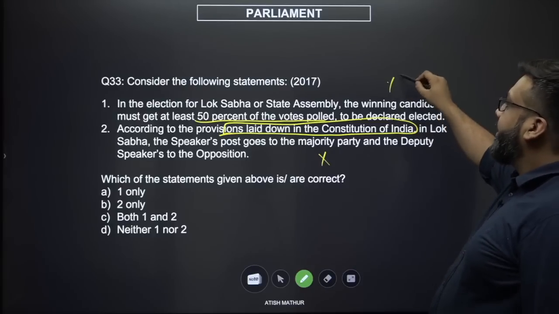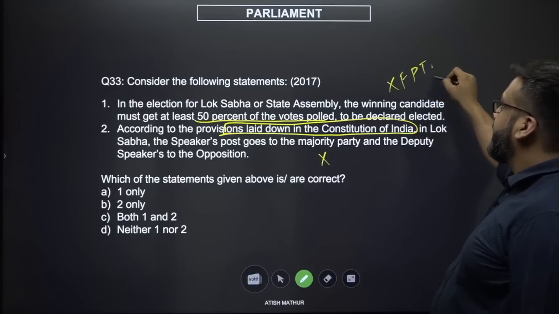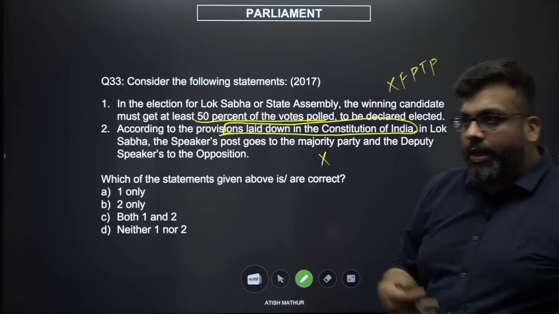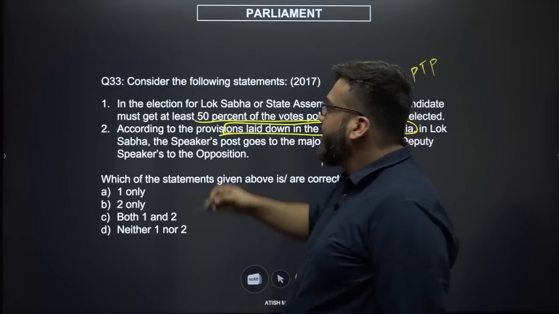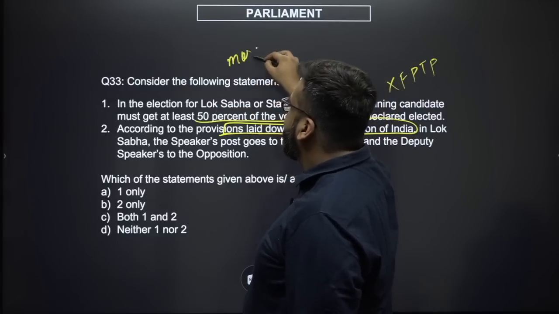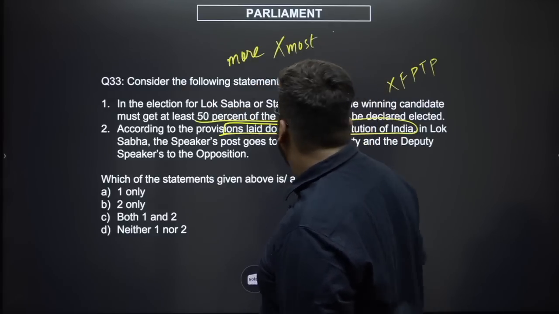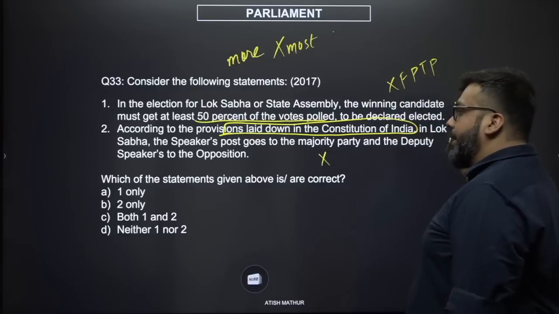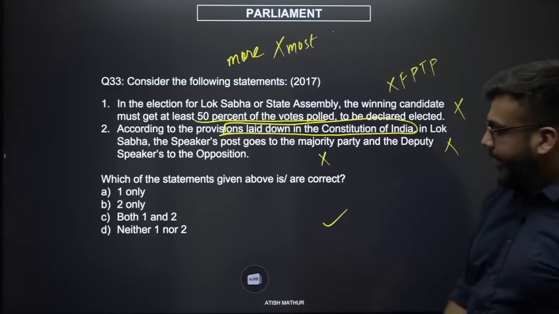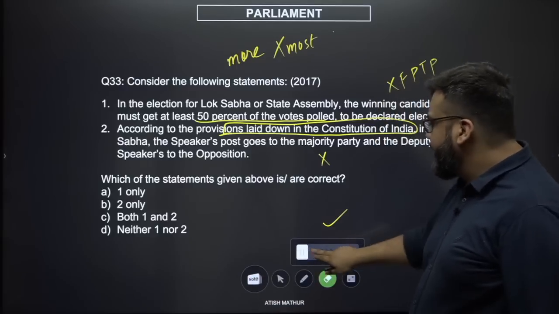And second, this violates the first past the post system, which is how our lower house elections happen, where you require more votes than everybody else and not the most amount of votes. So both of these are incorrect. The answer would be D. Very simple question again.